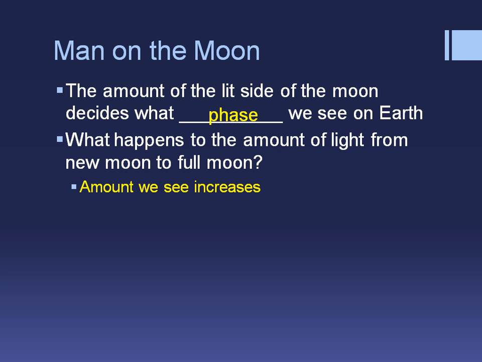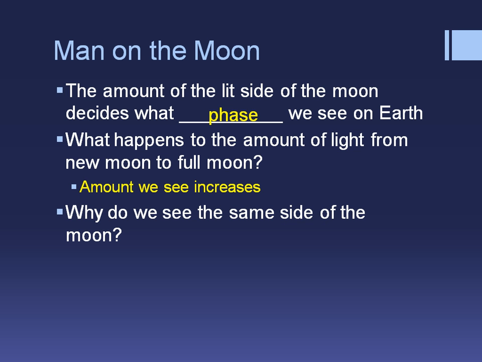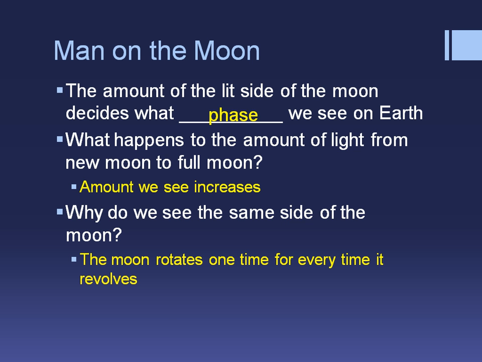Remember that half the moon is lit all the time. However, the amount we see is what changes. We saw it in the Man on the Moon investigation as you moved the styrofoam ball around the Earth. The next question is why do we see the same side of the moon? We always see the same side of the moon because the moon rotates one time for every time it revolves.